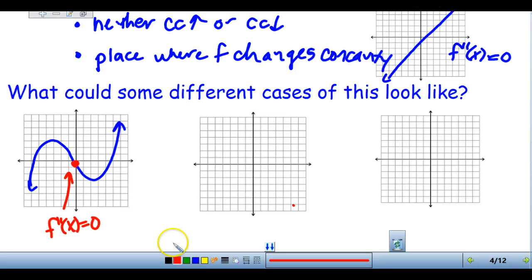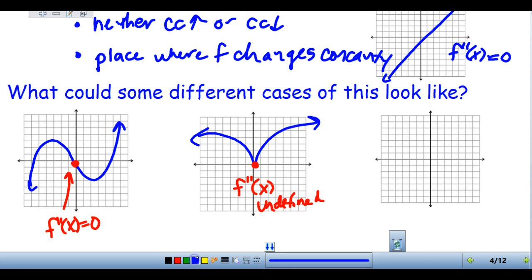A place where the second derivative might be undefined may also have something like a cusp for the function. So if the original function has a cusp at this particular point here, both the first derivative and the second derivative are undefined. And notice that the function's concave down here and concave down here, so there isn't a change in concavity, but the function is neither concave up nor concave down at this point.